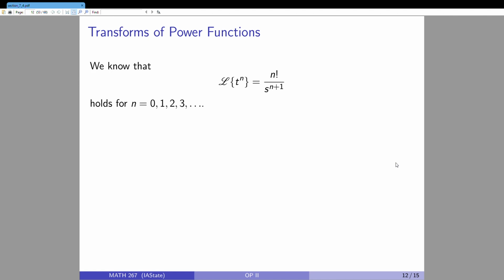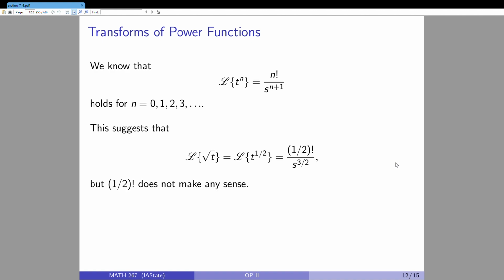So let's let our minds float back. We figured out the Laplace transform of t to the n is n factorial over s to the n plus 1. This suggests that the Laplace transform of the square root of t, which is t to the 1/2 power, should look something like this, but there's a bit of a problem with that formula I just wrote. Factorial of 1/2 doesn't make any sense.